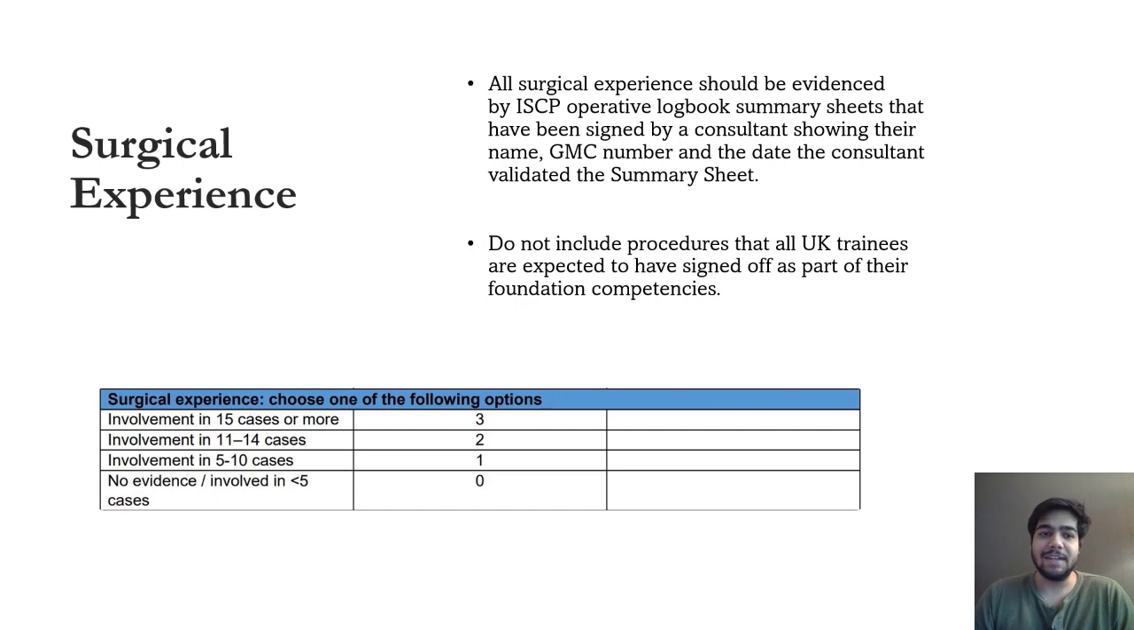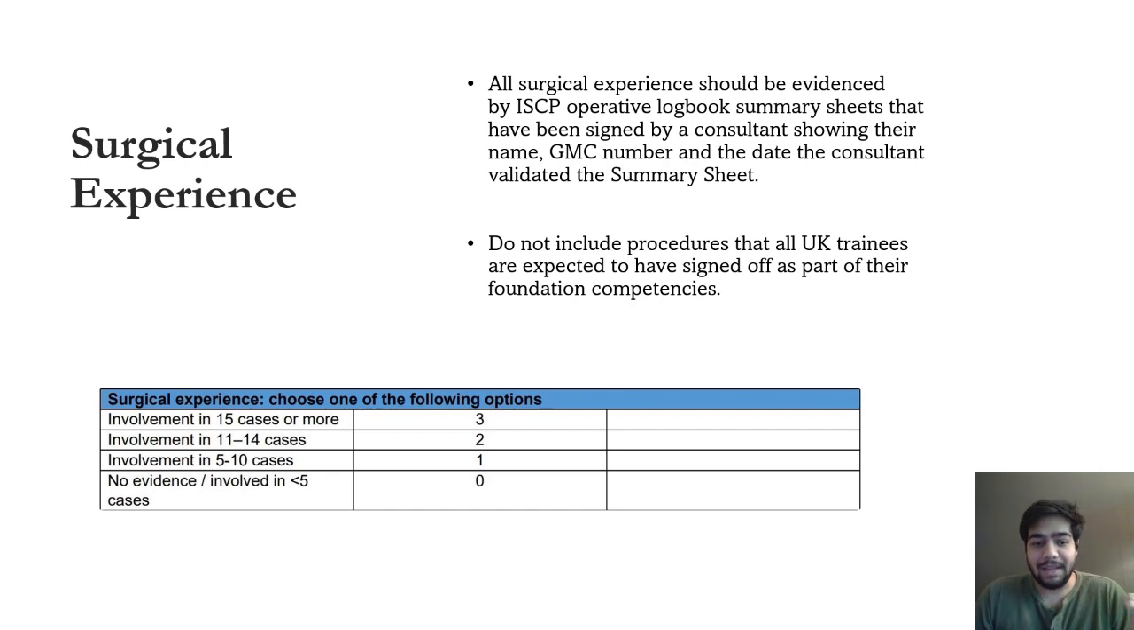The next one is surgical experience. Now, all the surgical experience should be evidenced by ISCP operative logbook summary sheets, which have been signed by a consultant showing their name, their GMC number, and the date the consultant validated the summary sheet. Keep in mind that you cannot include the procedures that all UK trainees are expected to have signed off as part of their foundation competencies.